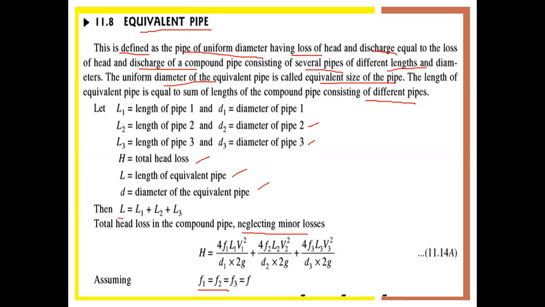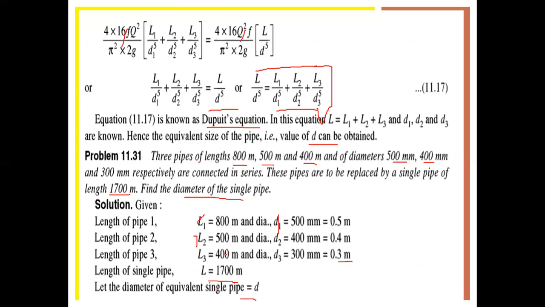The total length is L is equal to L1 plus L2 plus L3, where H, the loss of head, is the friction in pipe L1, L2, and L3. Therefore, f is the same coefficient of friction. Thereby, the formula can be written as L by d to the power 5 is equal to L1 by d1 to the power 5 plus L2 by d2 to the power 5 plus L3 by d3 to the power 5. This is known as Dupuit's equation, right? The equivalent pipe formula is also known as Dupuit's equation.